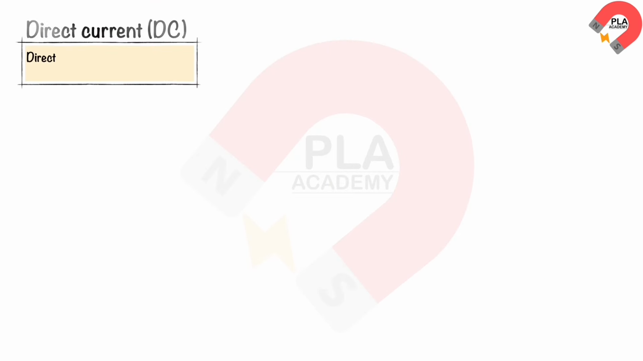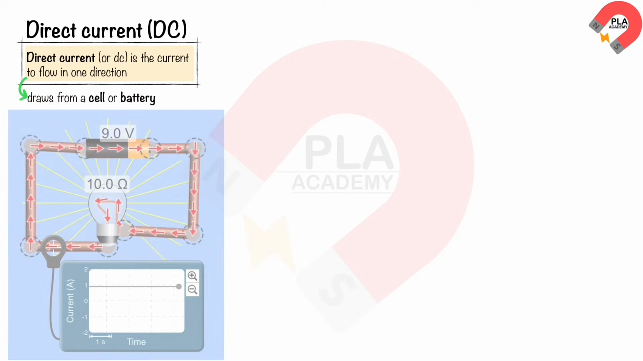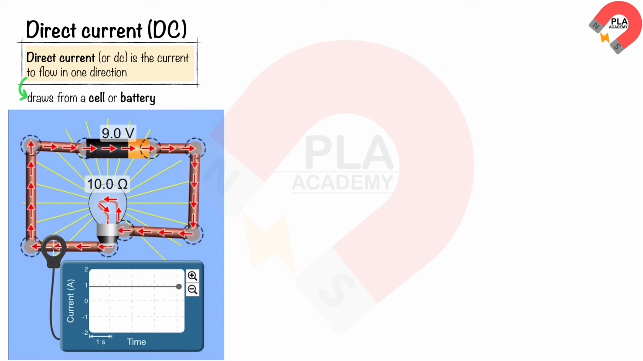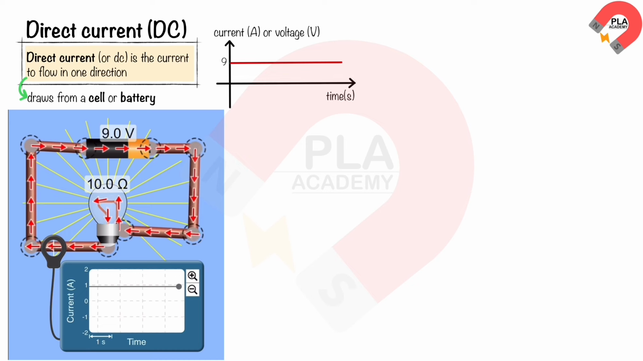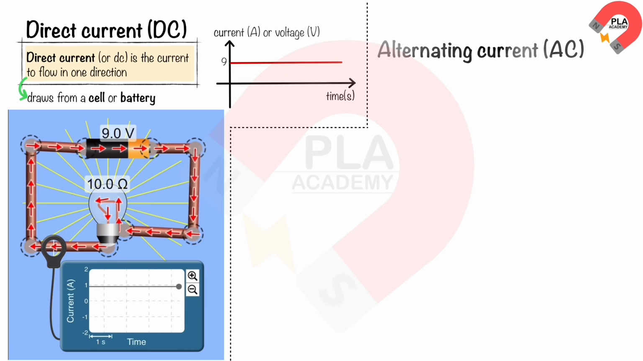Direct current, or DC. Direct current is current that flows in one direction. This current is drawn from a dry cell or battery. Cells and batteries provide currents and voltages that are always in the same direction and have the same value. This is called direct current or direct voltage. If we draw this as a graph, it would be a straight horizontal line.